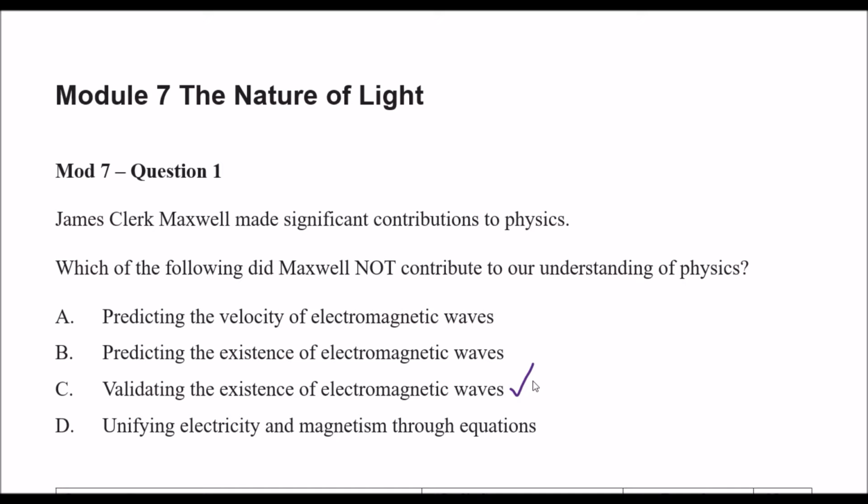He didn't actually validate the existence of other electromagnetic waves. He did predict the existence of an electromagnetic wave spectrum. Just a bonus here: the person who actually validated the existence was a guy named Heinrich Hertz, and his discovery was on radio waves. Okay, so there we have that. Let's move on to question 2.